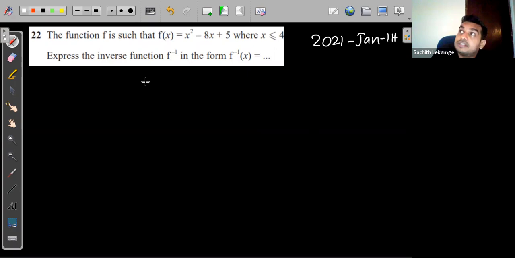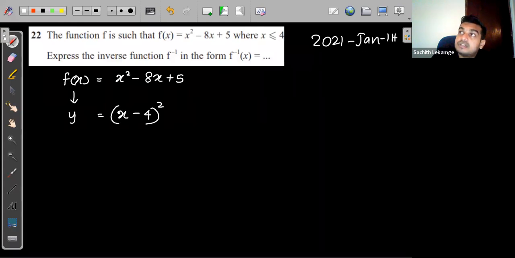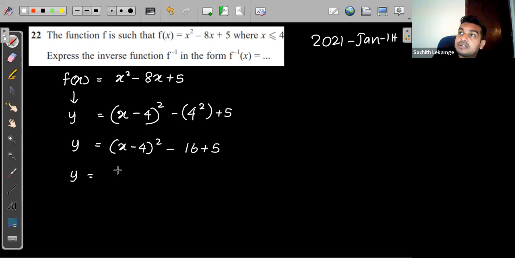Yeah, but the first thing, now we need to find the inverse function. So I'm writing f(x) equals x squared minus 8x plus 5. They say where x is smaller than 4. So first I'm writing f inverse of x is y. I'm using completing the square: x minus 4 squared, half of 8, minus 4 squared plus 5, right? y equals x minus 4 squared minus 16 plus 5. Then you are getting minus 11, is it? Yeah.